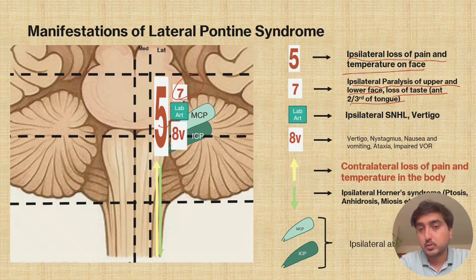Remember, whenever there is a lower motor neuron lesion of the facial nerve, there will be involvement of both the upper and lower face. This is in contrast to the upper motor neuron lesion of the facial nerve, where you have involvement only of the lower face.